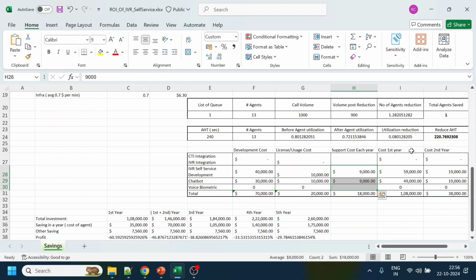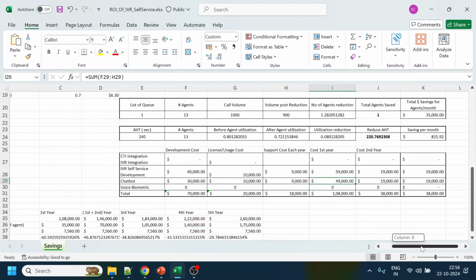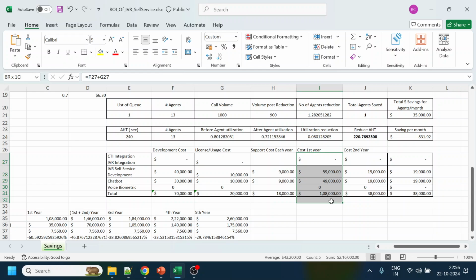Okay. So for the first year, the investment the client has to make is a combination, or addition, of these three, which we get as 59. And for, let's say, the chatbot, they have invested this much, right? So for the first year, they will incur the cost. Now for the second year, only the license cost or usage cost and support cost get added. So that we have mentioned over here.